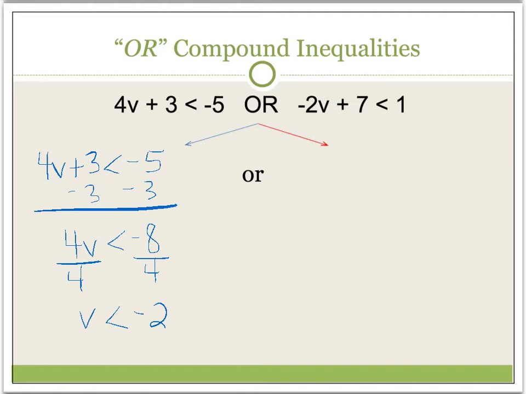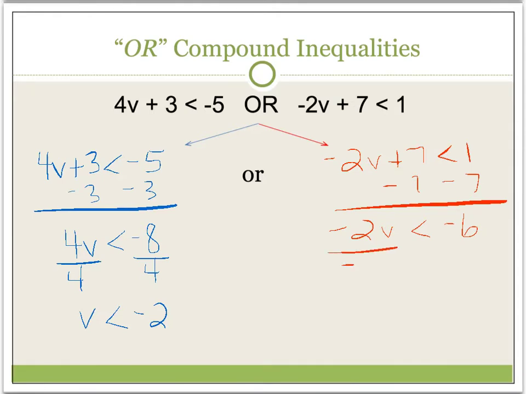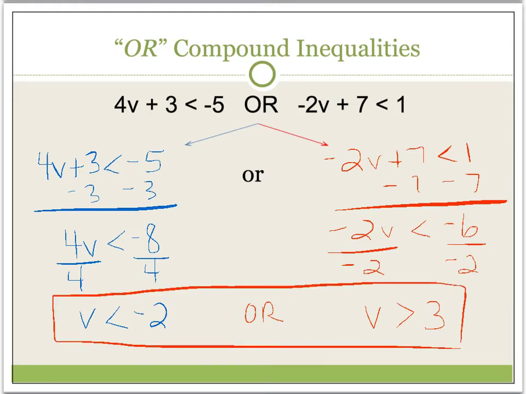Now, the second inequality is negative 2v plus 7 is less than 1. To get v by itself, we subtract 7 from both sides. We end up with negative 2v is less than negative 6. We divide by negative 2 on both sides. Those bells and whistles are going off in my head, reminding me that when I divide by a negative number, my inequality must flip, and I end up with v is greater than, and negative 6 divided by negative 2 is positive 3. We bring down our OR, and we have this as our compound inequality solution.